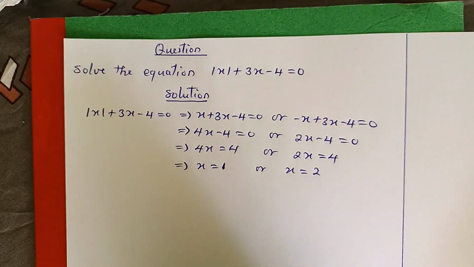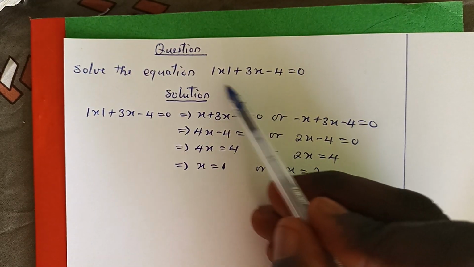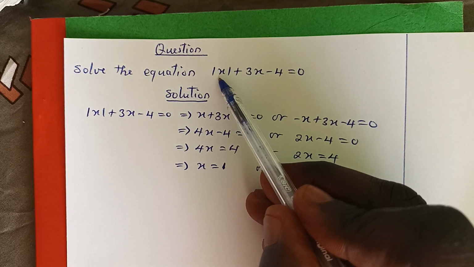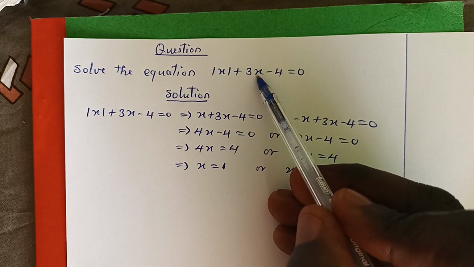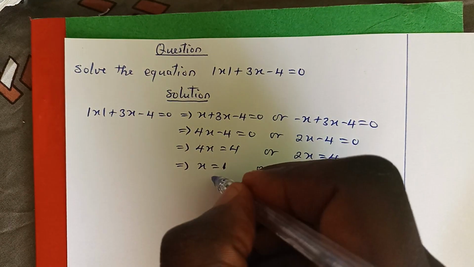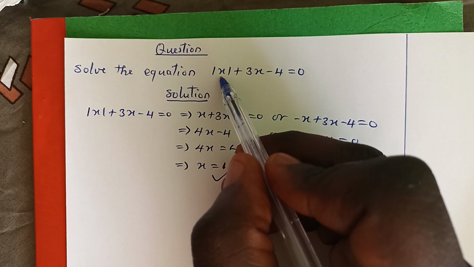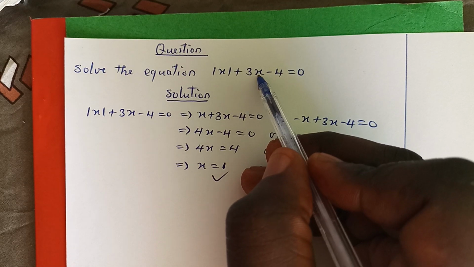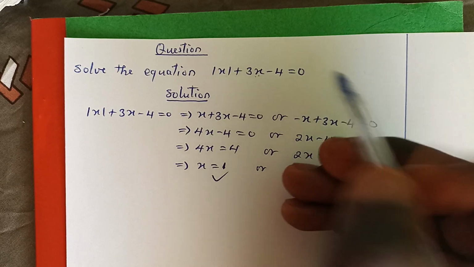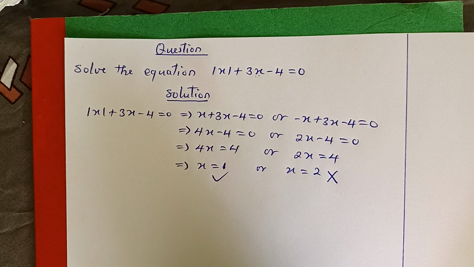But now looking at these two values, if we do what we call backward substitution, if you substitute x equal to 1 here, the absolute value of 1 is 1, and 3 times 1 is 3. So 1 plus 3 is 4, and 4 minus 4 is 0. So actually 1 is a solution to that equation. But if you take 2, the absolute value of 2 is just 2, and 2 times 3 is 6. So 2 plus 6 is 8, and 8 minus 4 is 4 and not 0.